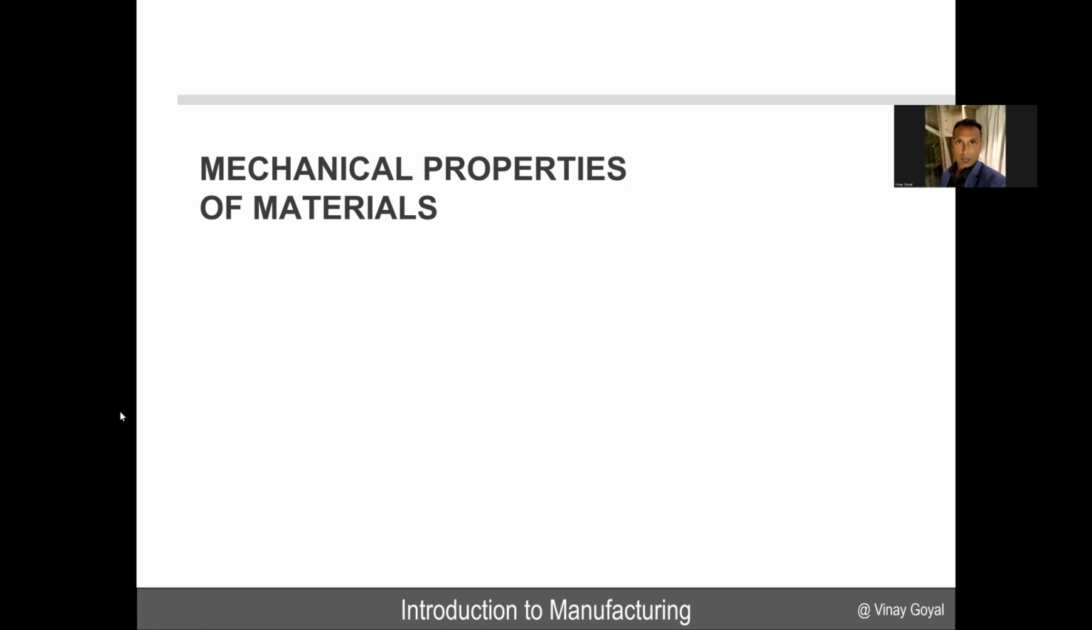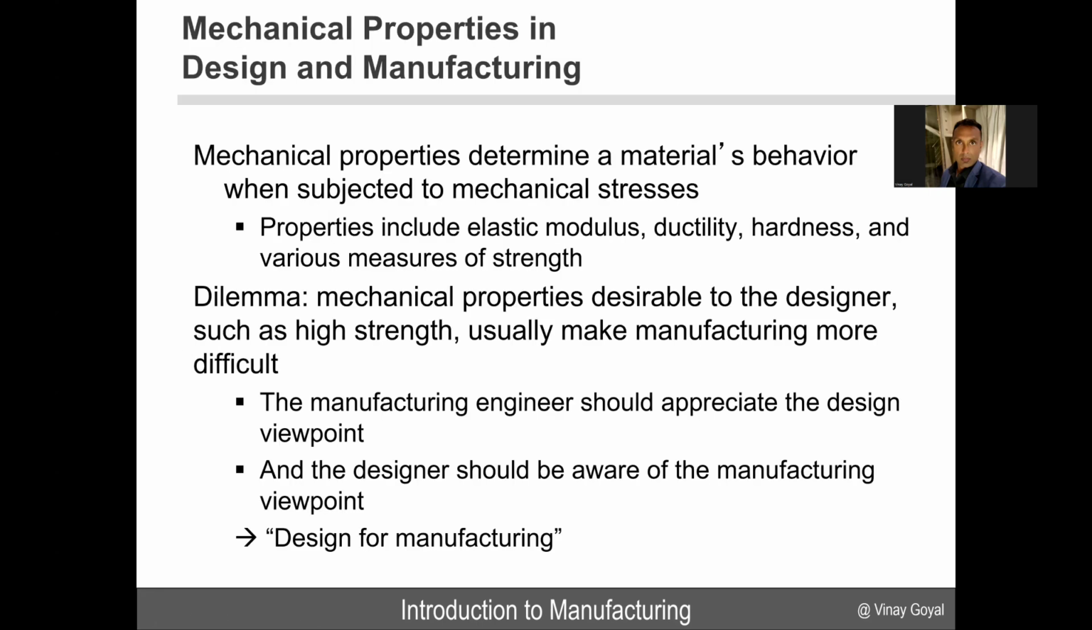So first, what we want to discuss is why mechanical properties are important. Mechanical properties determine a material's behavior when it's subjected to mechanical stresses. And those properties typically include the modulus of the material, the ductility, the hardness, and various measures of strength.